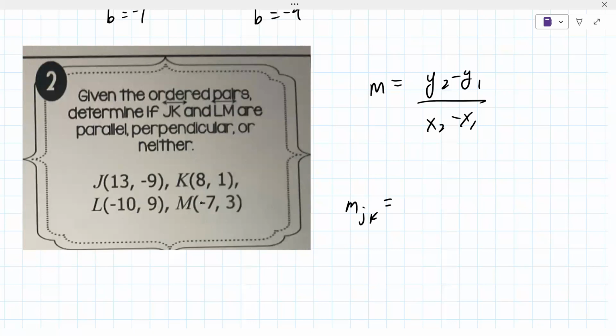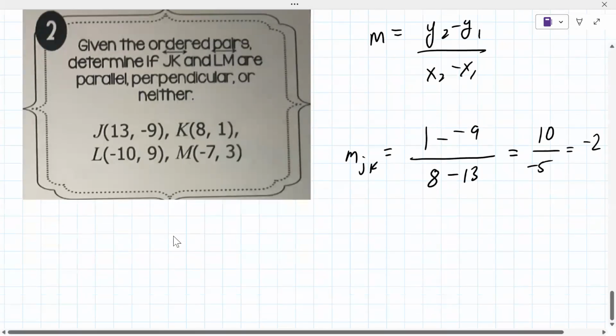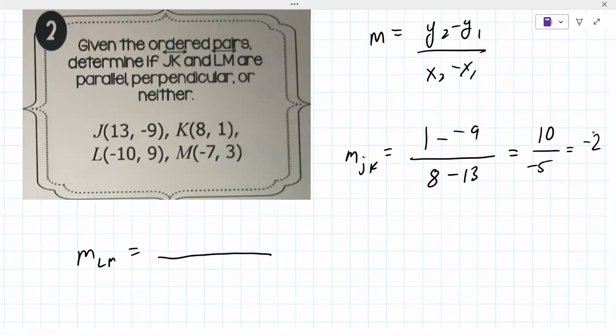How are you doing on this one? Pretty good. What did you come up with? 10 over negative 5. 10 over -5, good. And what's that reduced to? Negative 2. Good. All right, so do LM now. And you should get something around, well, I couldn't say that. Just work through it. Hopefully it's reasonable.